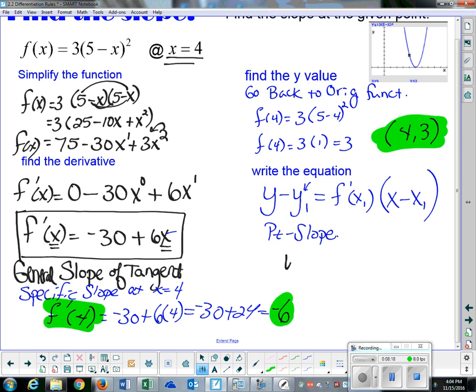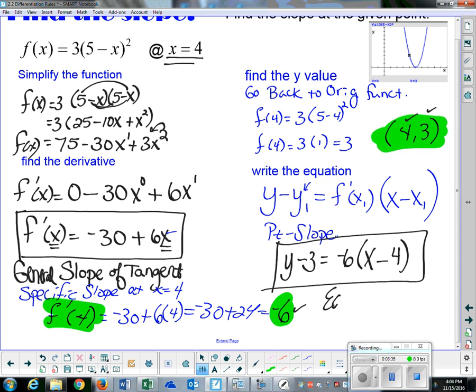Writing the equation, I'm going to have y minus the y value of 3 equals the slope, negative 6, times x minus, here's my x value, 4. And that gives us the equation of the tangent line at x equals 4.